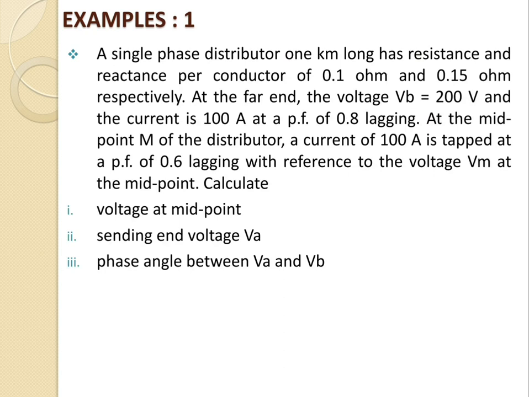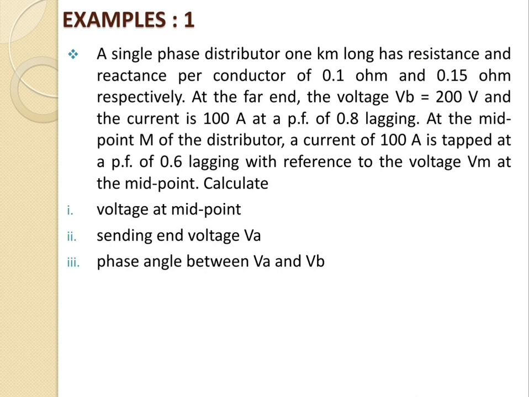At the midpoint M of the distributor, a current of 100 ampere is tapped at a power factor of 0.6 lagging with reference to the voltage Vm at the midpoint. Calculate the voltage at midpoint, then the sending end voltage VA, and the phase angle between VA and VB. So from this example, we have to calculate three parameters: voltage at midpoint, sending end voltage VA, and phase angle between VA and VB.